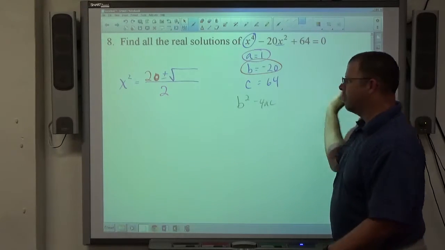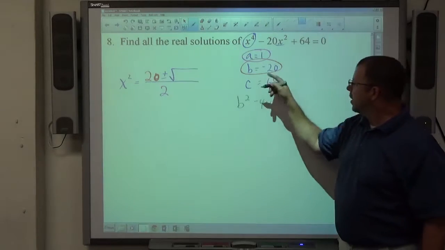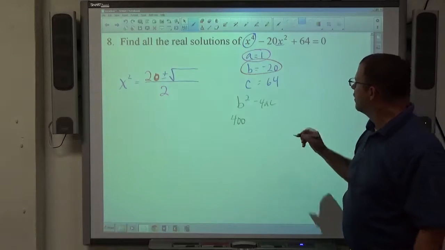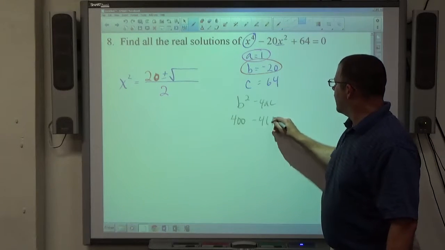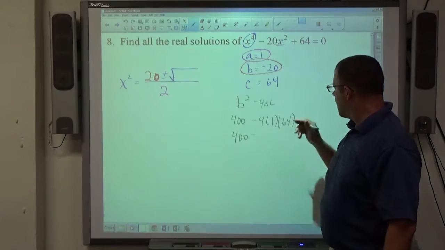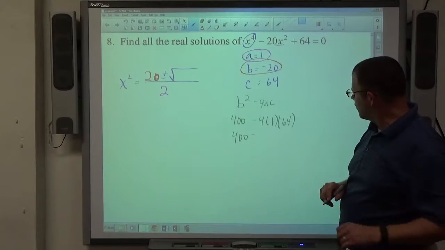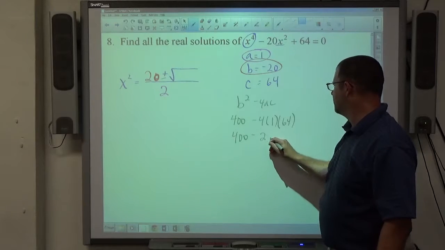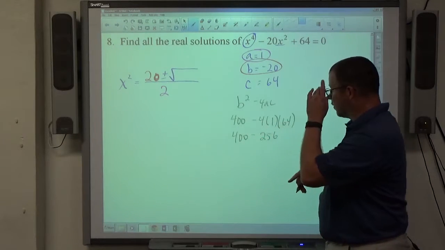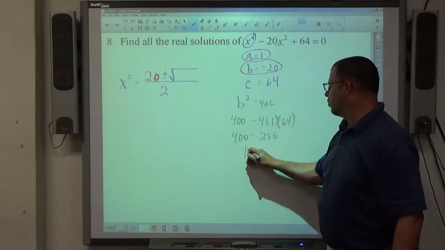And I typically work that out. B squared is going to be 400. Again, even though B is negative this time, B squared it gets positive. Minus 4 times A times C. 4 times 64 is 256. This time the signs are all the same in here, so minus stays minus. And 400 minus 256 is 144.